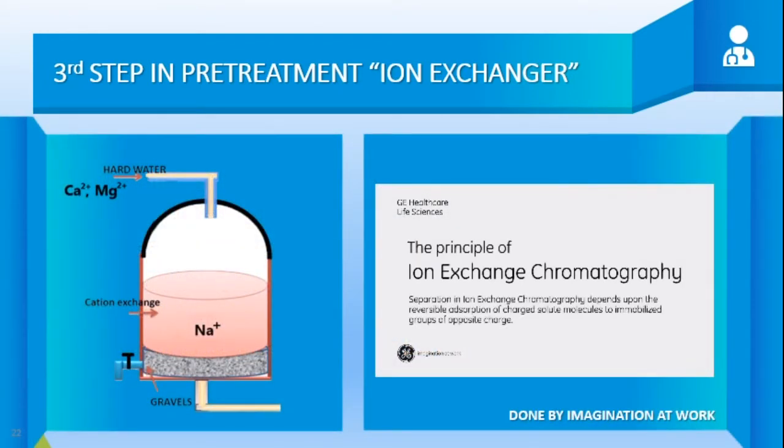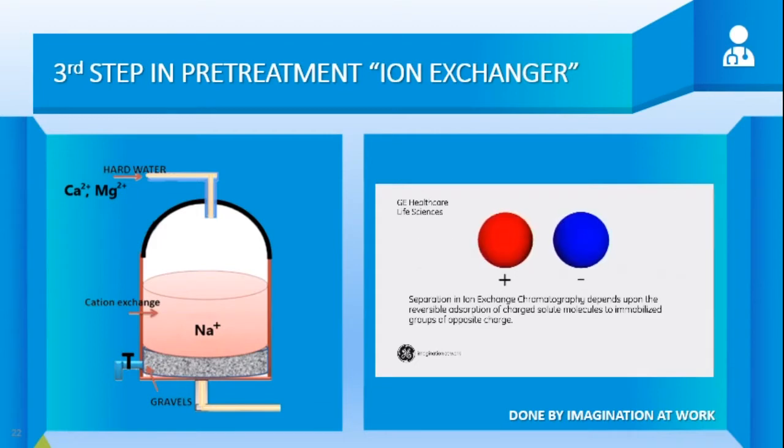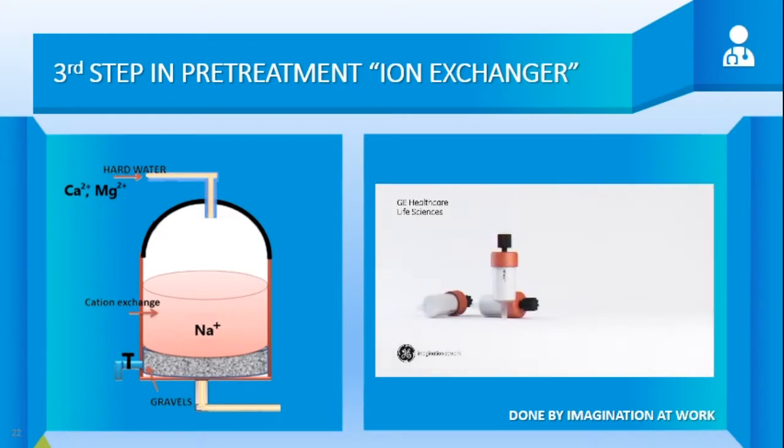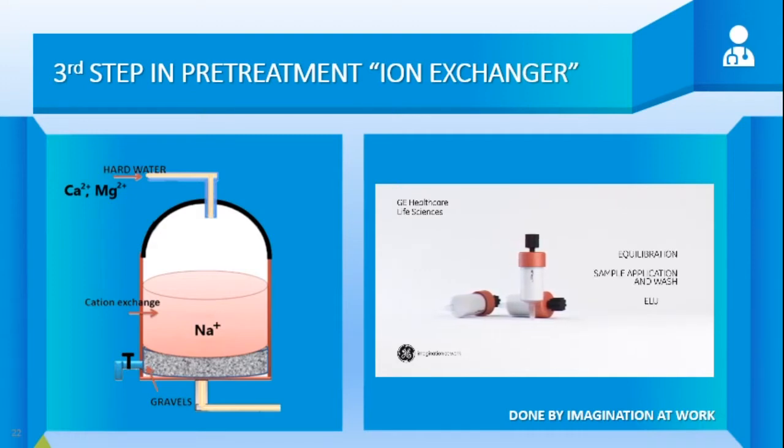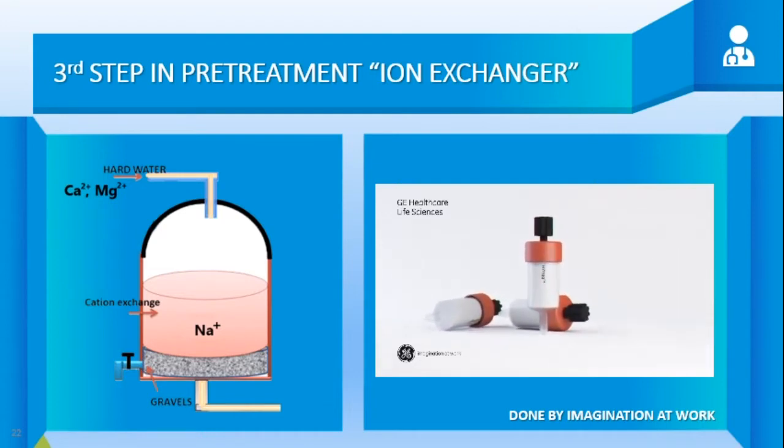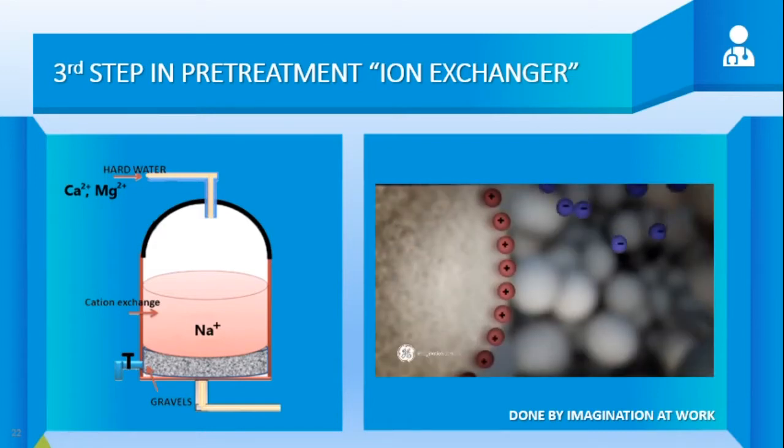Separation in ion exchange chromatography depends upon the reversible adsorption of charged solute molecules to immobilized groups of opposite charge. Most ion exchange experiments are performed in four main stages: equilibration, sample application and wash, elution, and regeneration. The first step is the equilibration of the stationary phase to the desired start conditions.